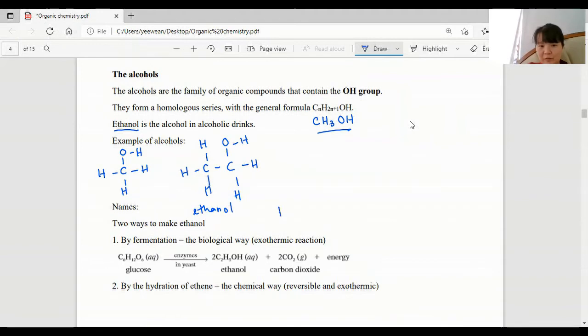Next, we would have propan-1-ol and propan-2-ol. Why don't we have ethan-1-ol and ethan-2-ol? The reason is because there's just 2 carbons. Wherever the OH is, that would be carbon number 1. So if I were to put the OH here, this would be carbon number 1. So there is no ethan-2-ol.